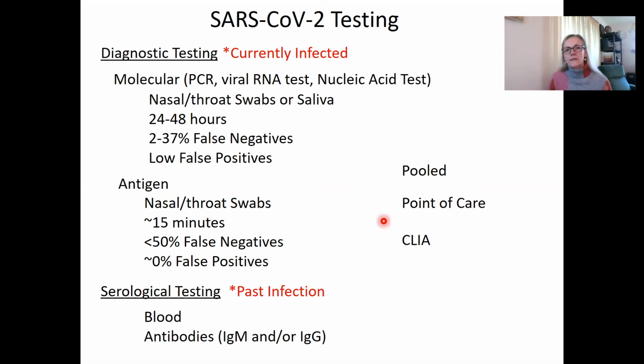We'll also be talking about POC, or point-of-care tests, which are tests like an antigen test, for example, that the physician's office could run right away and give you an answer. And we will also be talking about CLIA, which is a regulatory term that labs have to meet to give diagnostic tests.